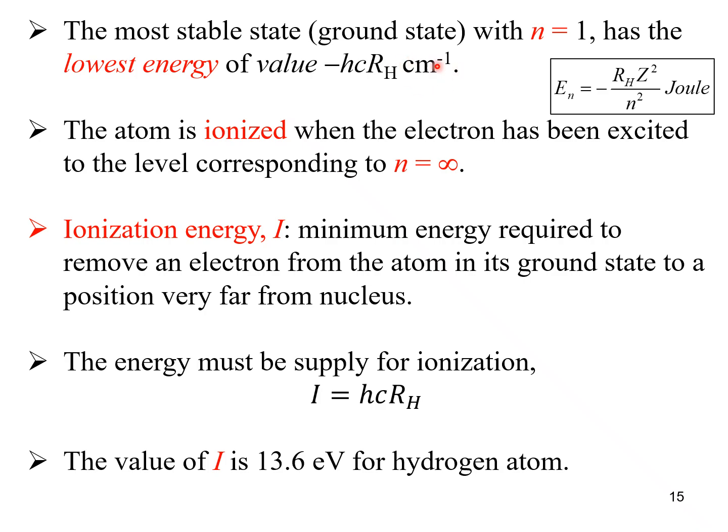And just now I mentioned the ionization energy. So the atom is ionized when the electron has been excited to the level corresponding to n equals infinity. The range of energy from n equals 1 until n equals infinity is known as the ionization energy, or the minimum energy required to remove an electron from the atom in its ground state to a position very far from the nucleus. The energy must be supplied to the system for the process of ionization to occur, and this value is around 13.6 electron volts for the hydrogen atom.